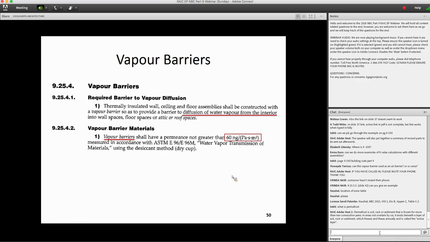And here's where we get a number, the number that the code requires for a vapor barrier: the permeance of the component, for the full thickness of that component in the wall assembly, has to be no greater than 60 nanograms per pascal second meter squared. Okay? So, a little reminder, 1 inch of closed cell spray foam, you get 50. So that layer can be considered as the vapor barrier. So you can use that instead of using poly on the inside.